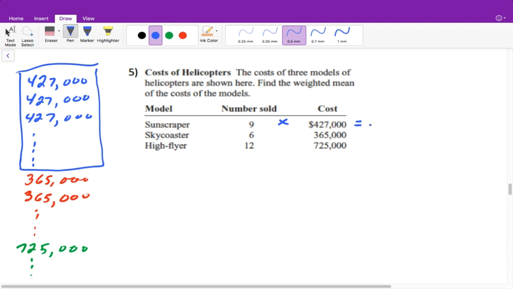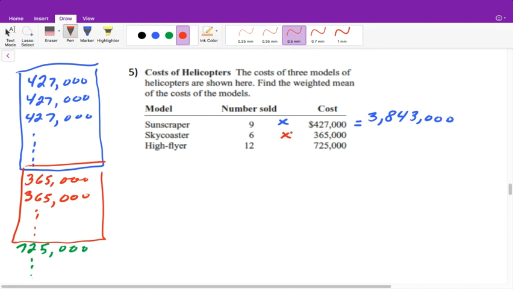427,000, which is then going to be equal to $3,843,000. Same thing, when we go ahead and add the 365,000 together 6 times, it's the same as multiplying them. And this is equal to 2,190,000.